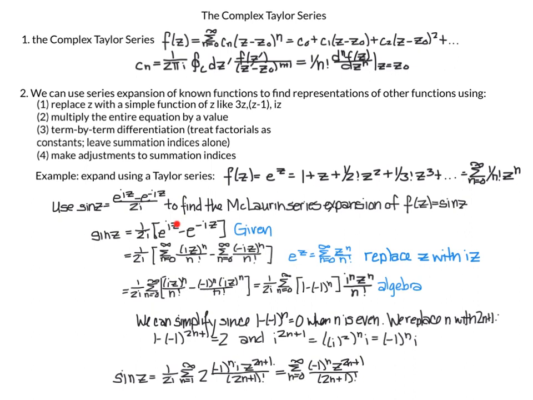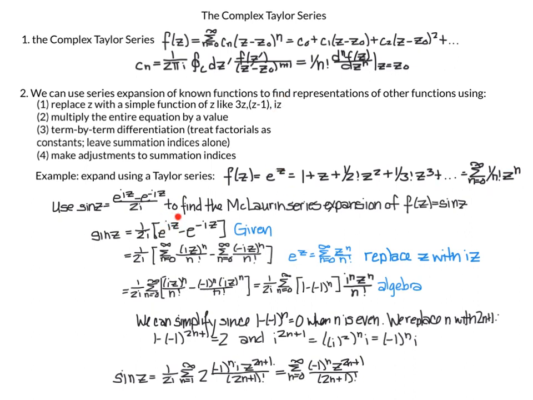e to the iz minus e to the minus iz, again, that's given to us. And now, this is fairly straightforward. I have e to the iz, and this is e to the z. So remember, I can replace my z with a simple function such as iz. So I'm going to plug in iz here.